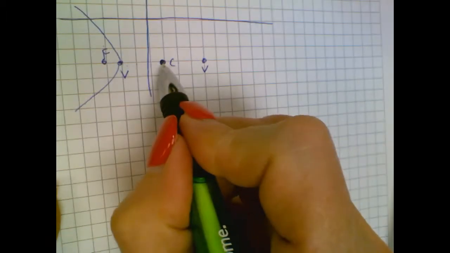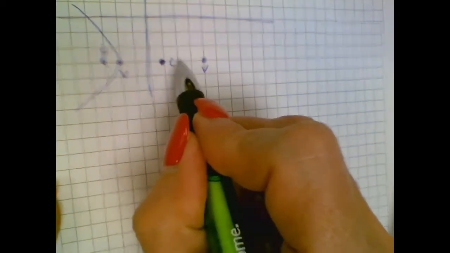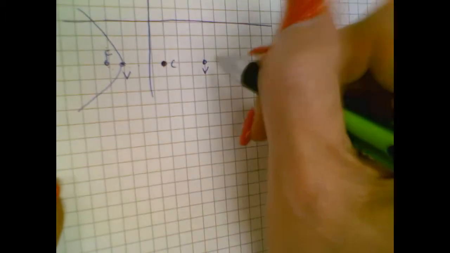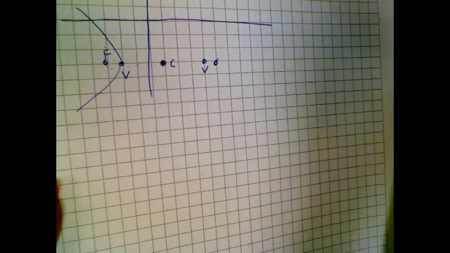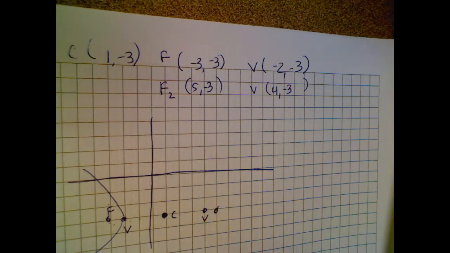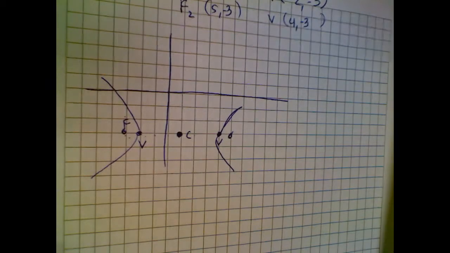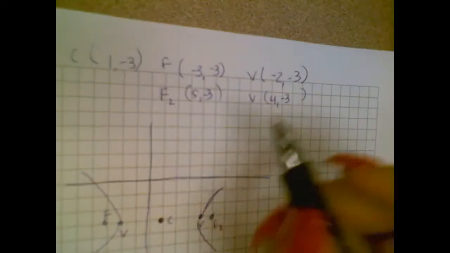And then if you count center to foci, that's 1, 2, 3, 4. So count 4 the other way. 1, 2, 3, 4. So that would be 5, negative 3 for your other focus point. So your graph would look something like this. This is focus 2. You guys see how I did that?